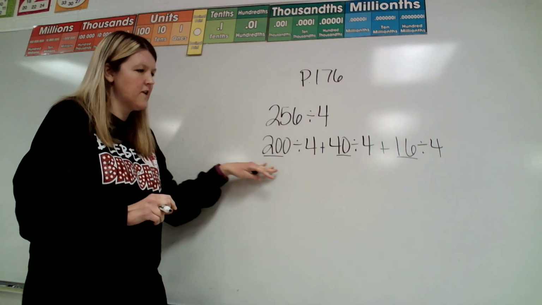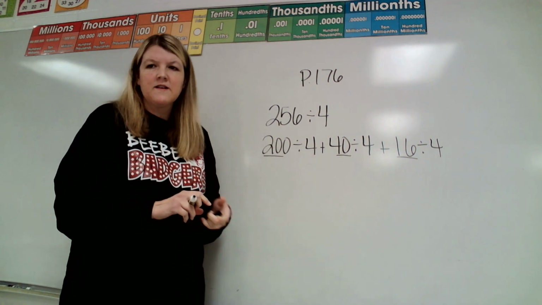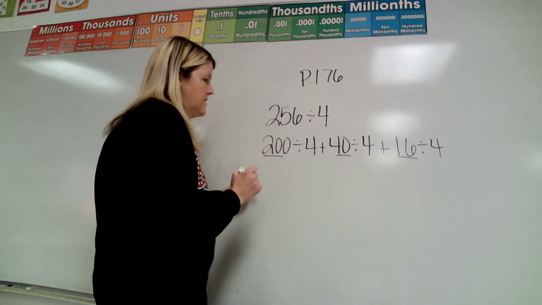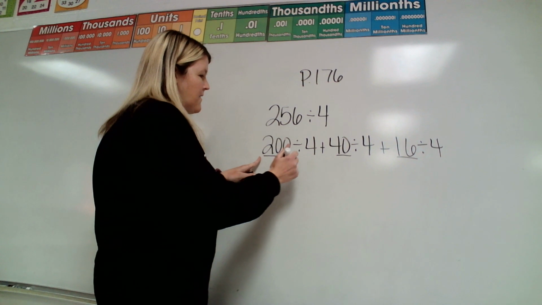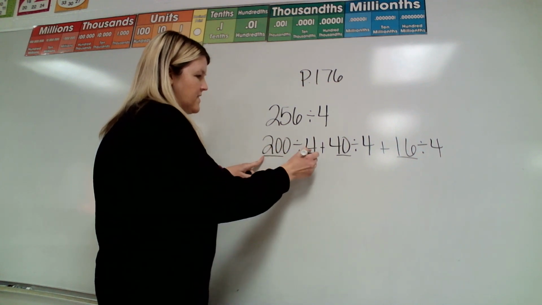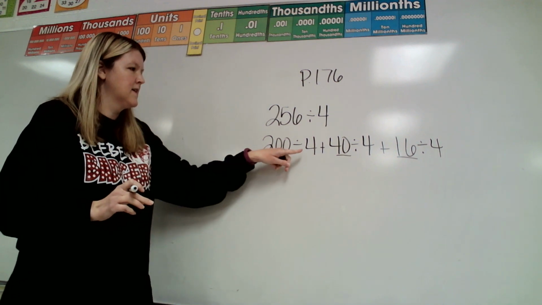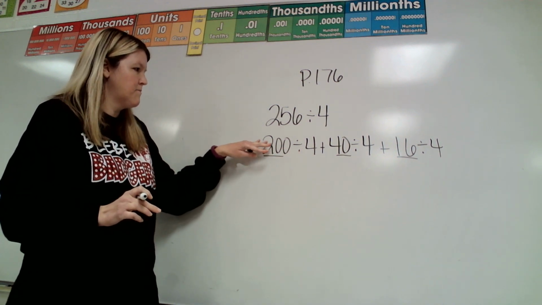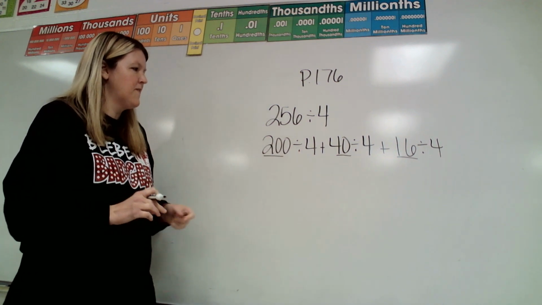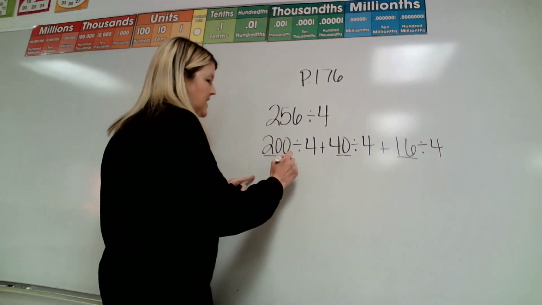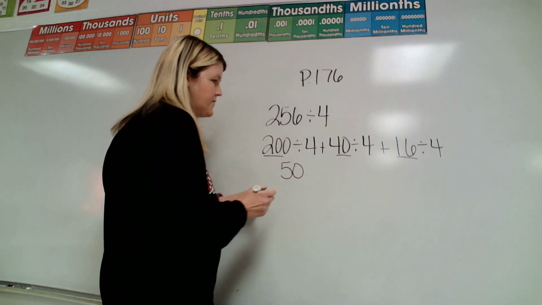So they've kind of done all the work for us and made it a little bit easier by breaking it apart. So 200 divided by 4, I can think of what 20 divided by 4 is. And so 4 times 5 is 20. So that means 20 divided by 4 is going to be 5. But since this is 200 divided by 4, that's going to actually give us 50.